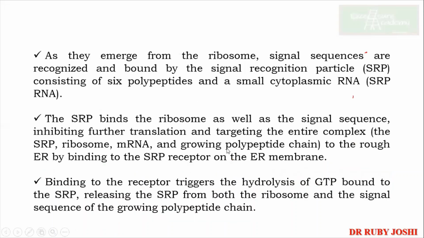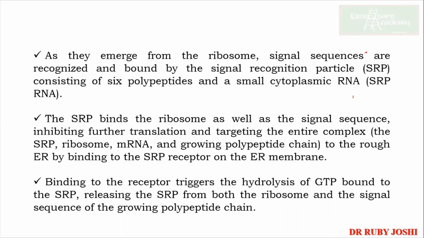Okay. Now the same thing. So as they emerge from the ribosome, signal sequences are recognized by the SRP particle, which consists of 6 polypeptides and small cytoplasmic RNA. So this SRP binds to the ribosome as well as the signal sequence, inhibiting further translation and targeting the entire complex so that it can go and bind to the SRP receptor which is present on the ER. अभी क्या हुआ? SRP ने पहले आपका signal peptide recognize किया. Now this entire thing is brought to the SRP receptor which is present on the ER membrane. SRP receptor के बाजू में आपका है translocon.